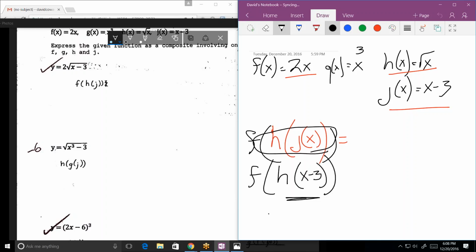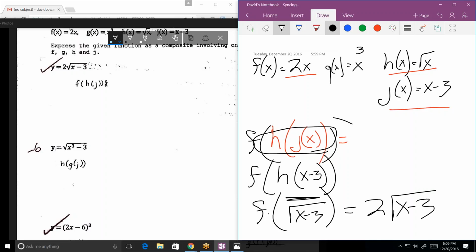So it'd be 2 square root of x. No, don't do minus the whole thing yet. Do it one step at a time. What's the middle part equal to? H of x minus 3. So it'd be square root of x minus 3. Okay, so now what I have is f of square root of x minus 3. And now what is that? 2 square root of x minus 3, which is our answer.